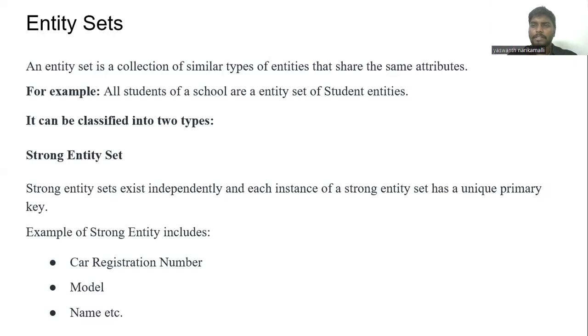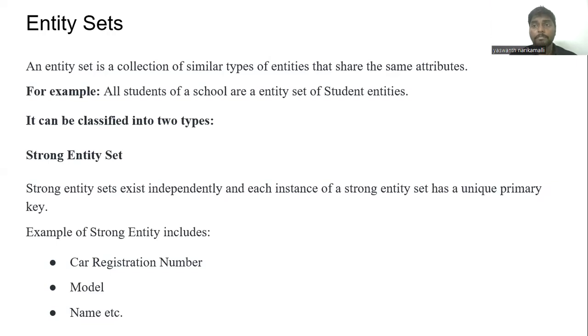How can we call car a strong entity? It has a primary key. Primary key is something which has a unique value. What kind of unique value does an employee or an object like a car consist of? A car consists of a registration number.